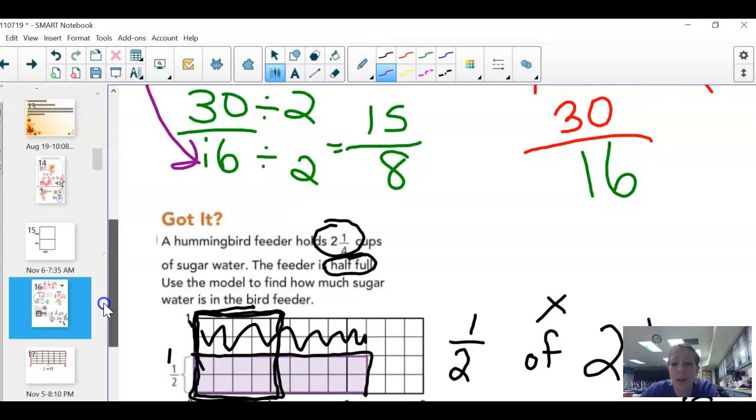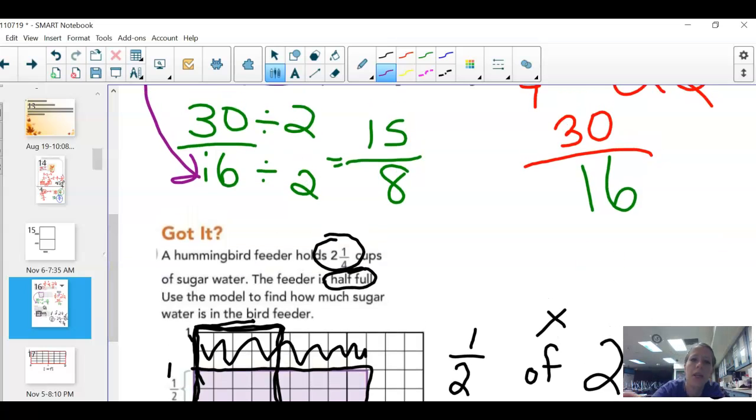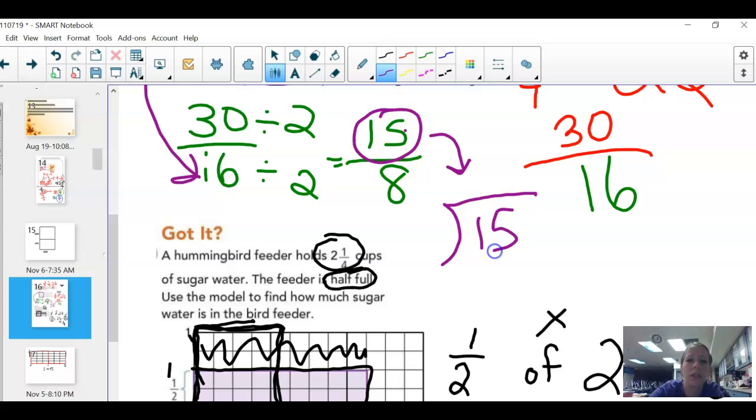So remember, we said all of this comes together. So in an improper fraction, I'm going to divide. I'm going to put the 15 under the bridge and the 8 right here because I'm dividing 15 into 8 parts. So 8 times what is as close to 15 as I can go without going too big would be 1. 1 times 8 is 8. 15 minus 8 is 7.